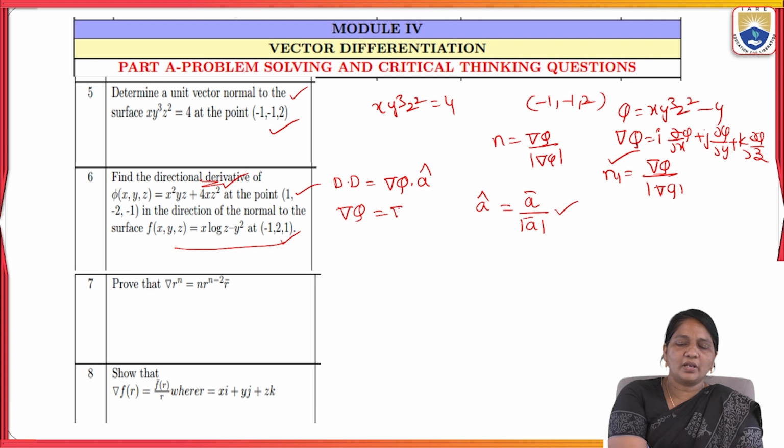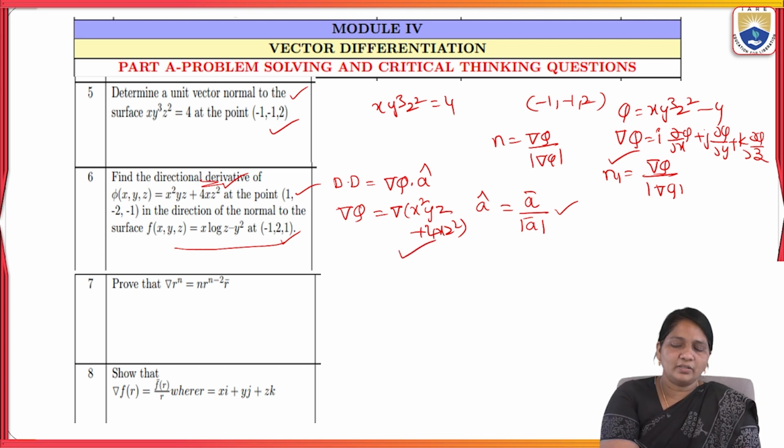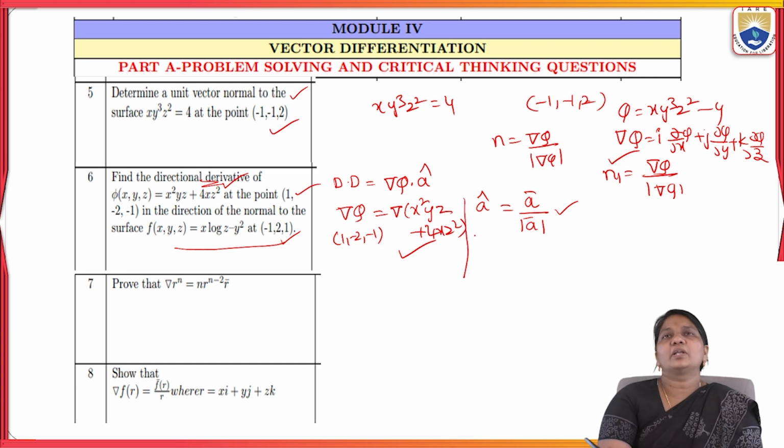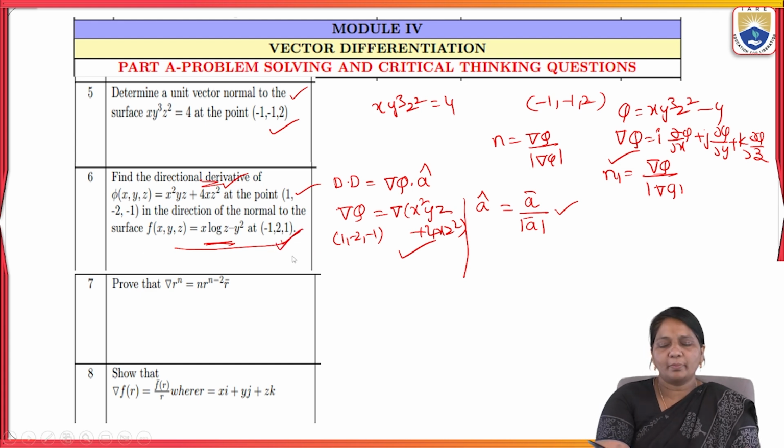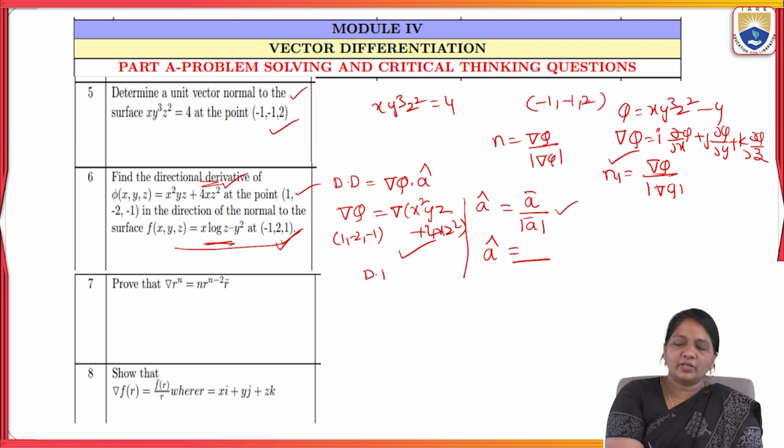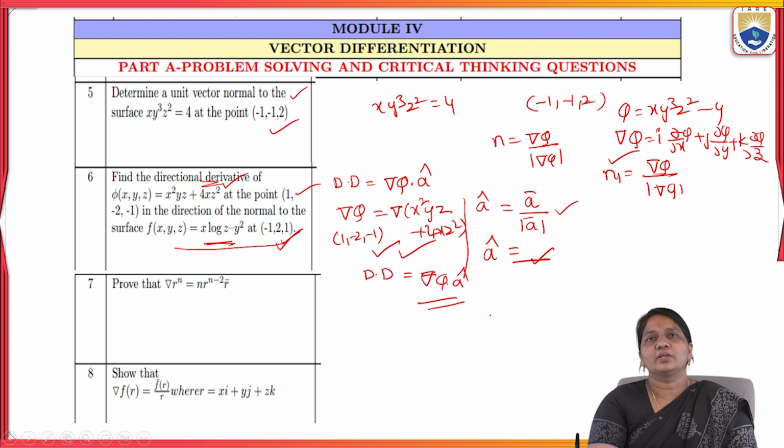Already phi is given. So del phi, so del of (x square yz plus 4xz square). So here we are going to find this del phi value at the point (1, minus 2, minus 1). After that we should get the a cap, that is the vector. So how can we get that normal? By using this f function at the point (minus 1, 2, 1), we are going to get the a cap vector. Then directly you can calculate the directional derivative by using the del phi value on a cap. So del phi dot a cap. So finally this is the directional derivative.